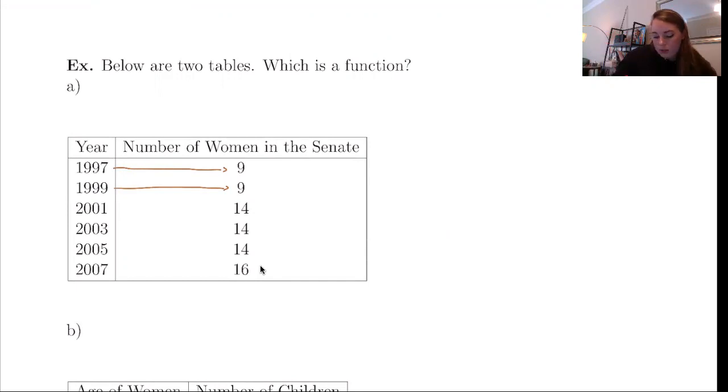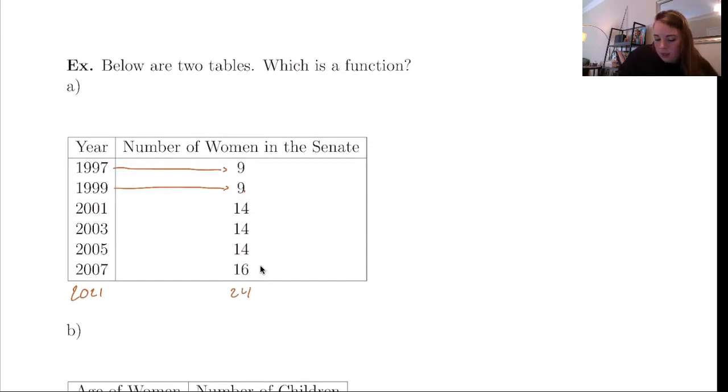So we have year and the number of women in the Senate. How many women are in the Senate now? Curious. 24. Cool. So in 1999, there were still 9. In 2001, 3, 5, and 7. Oh, sorry, just 5. They each had 14 and then 16.